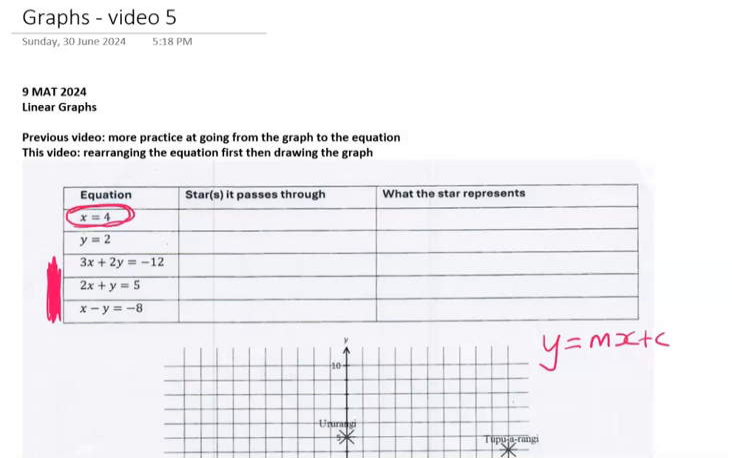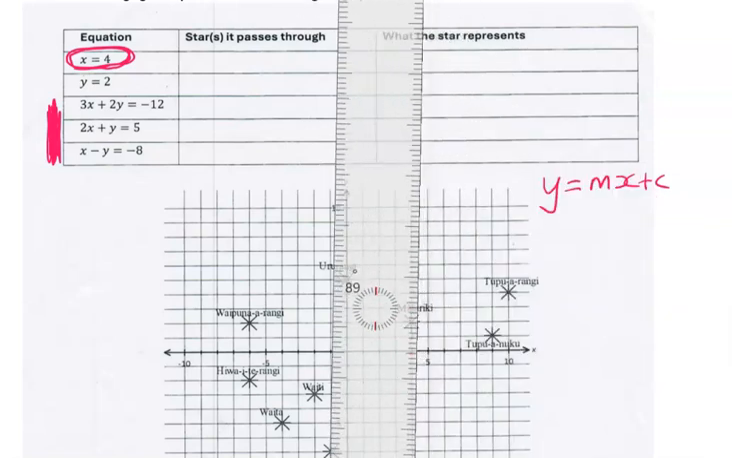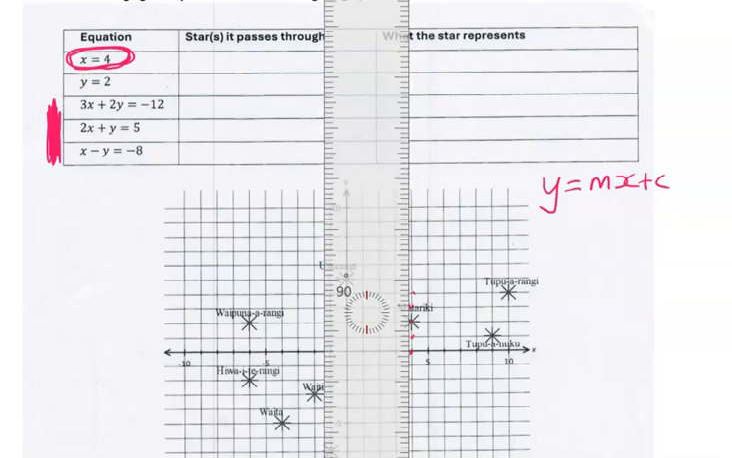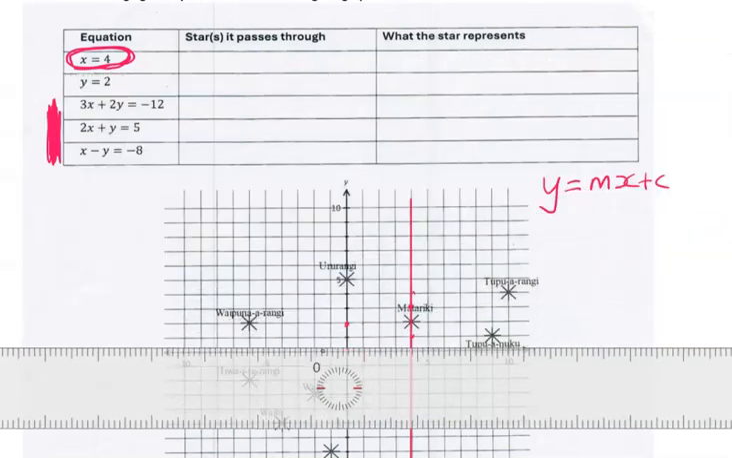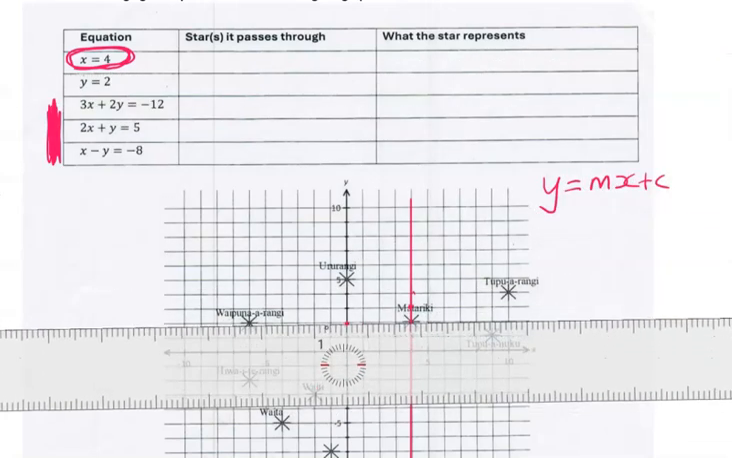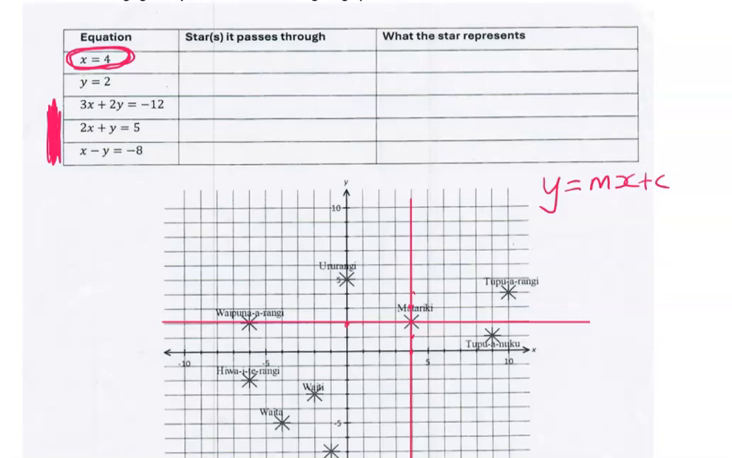So x equals 4, as I said back in about video 2, means that all of the x coordinates of the line are going to be 4. So if we just go out to x equals 4, we can see that we're going to have a vertical line that goes through Matariki. Okay, and then when we've got y equals 2, we're going to have a line where all of the y coordinates are 2. And that line is going to go through Waipuna Arangi. That's not quite horizontal, sorry, but there you go. Okay, so that's the first two done.